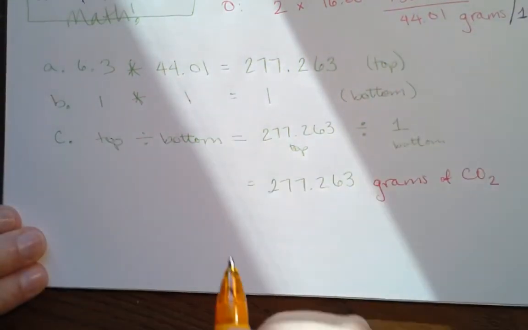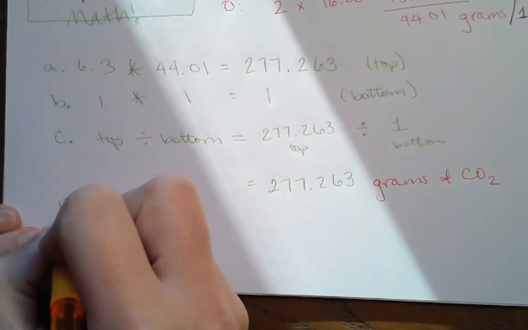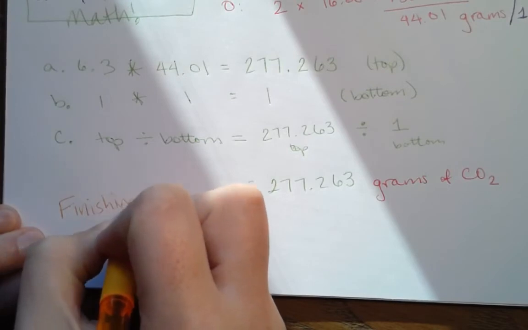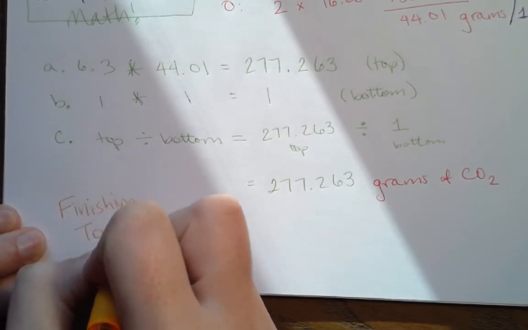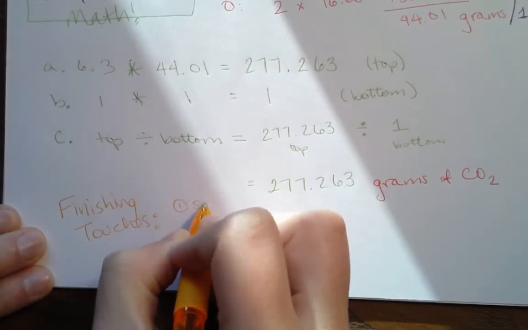So I'll always show, I call them the finishing touches. And yellow does show up. Finishing touches. And there's 2 finishing touches. The first one is sig figs.